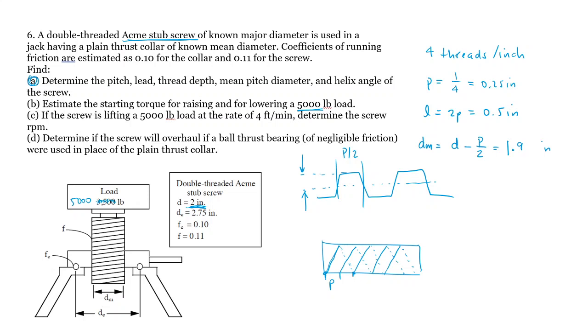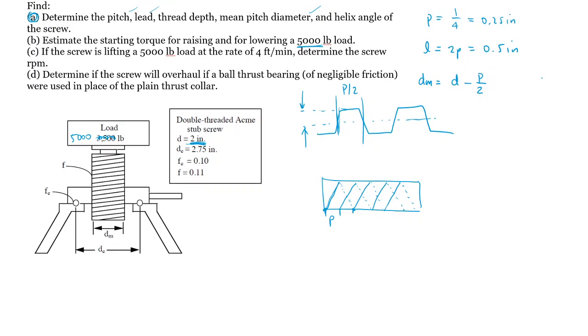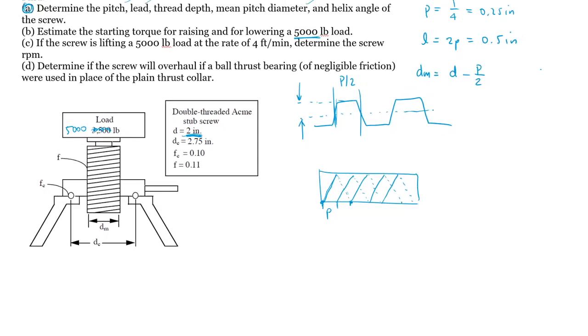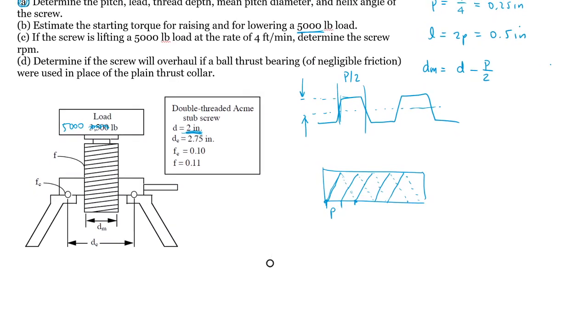So whatever this value is, 0.625. I think we did this already. 375. Okay, whatever that is. Okay, so I have the pitch, the lead, the thread depth would just be this, mean pitch diameter, and the helix angle. So the helix angle, it's also something that we looked at in class and in several problems.